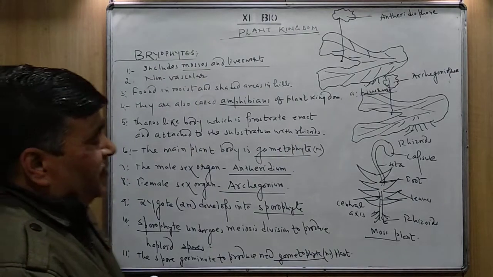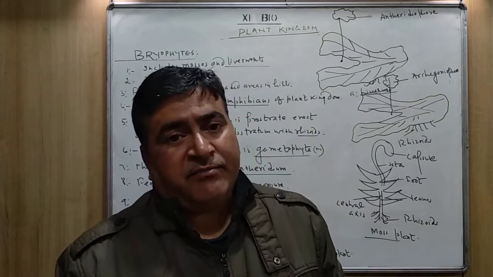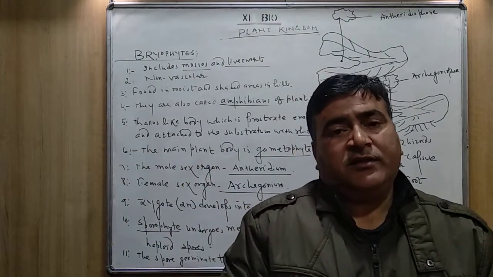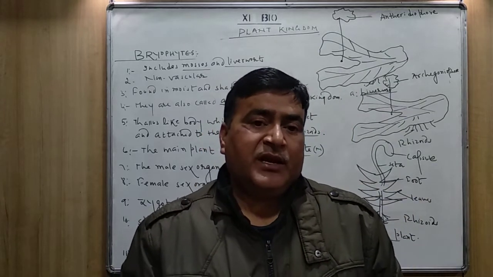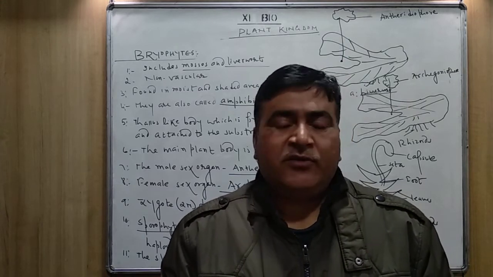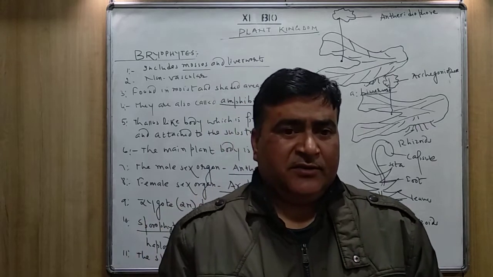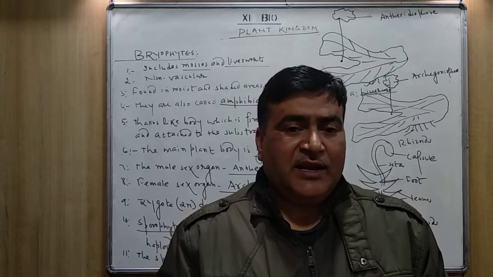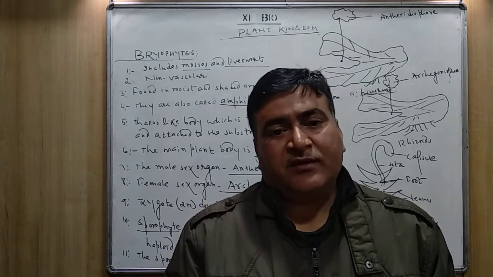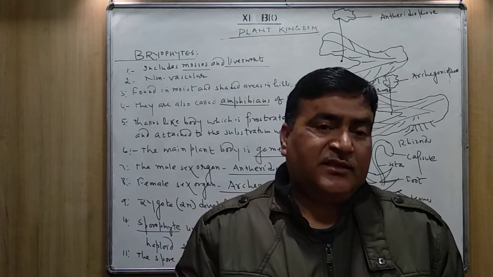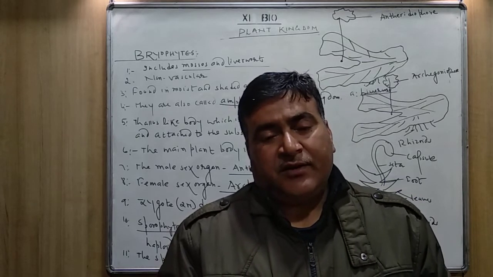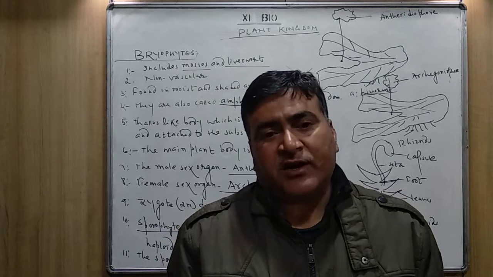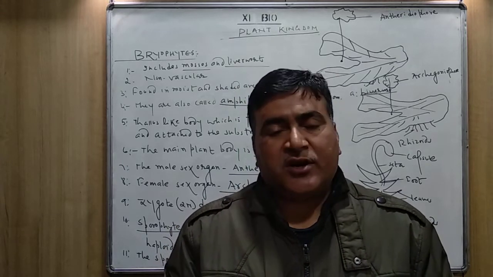The members of the bryophytes are known as amphibians of the plant kingdom. It is very, very important to know why bryophytes are also known as amphibians of the plant kingdom. As you know, Amphibia is a class which includes the frogs, toads, etc. And amphibians can live in the water as well as on the soil. And that's why, just like the amphibians, the bryophytes can grow in the soil, and they also need water for the process of fertilization. Without water, the bryophytes do not complete their life cycle.